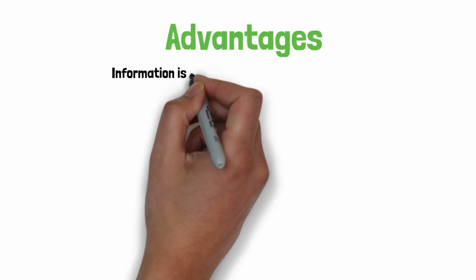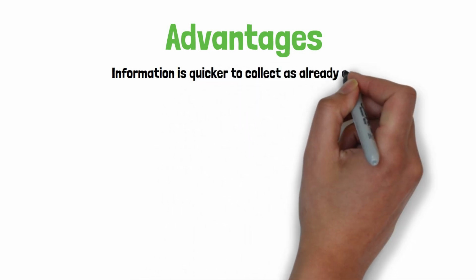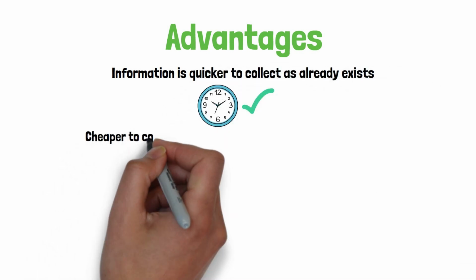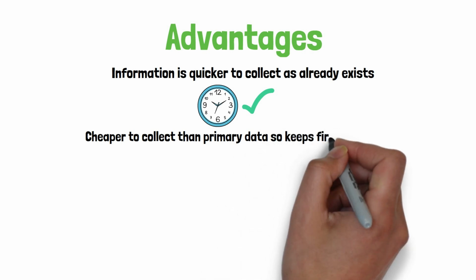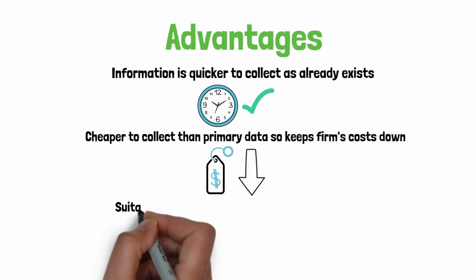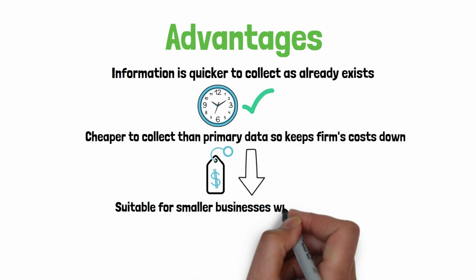Starting with advantages, one would be that the information is quicker to collect as it already exists. Furthermore, the information is cheaper to collect than primary data and so keeps a firm's costs down, as well as the fact it's suitable for smaller businesses which may have lower budgets.